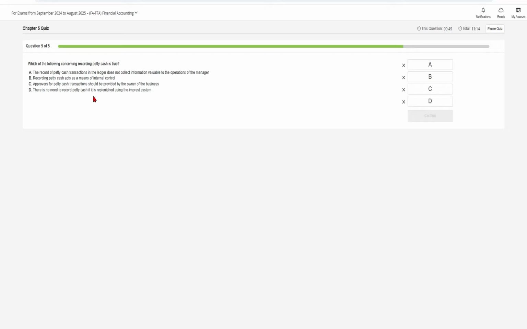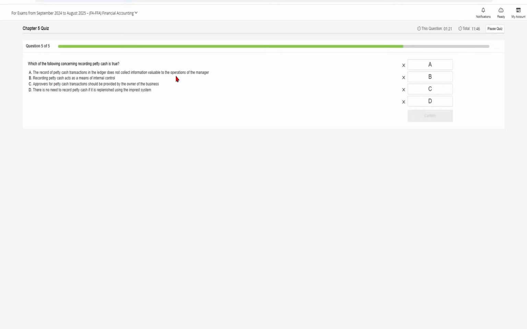So the first option is saying a record of petty cash transactions in the ledger does not collect information valuable to the operation of the manager. So petty cash records do give useful information to the manager. They help to understand small expense patterns, right? So this is incorrect. Now B is recording petty cash acts as a means of internal control. Yes, petty cash is meant for internal control, as I said. All right. So this one is correct.